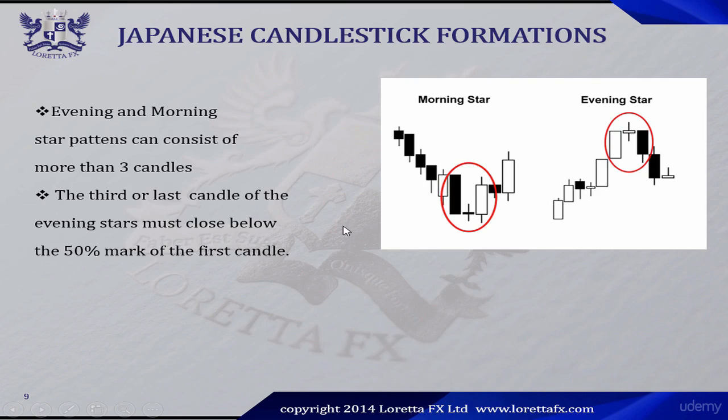Here we have an evening star and here we have a morning star. Evening star and morning star patterns can consist of more than 3 candles. We can actually have a morning star pattern with 4 candles, 5 candles. The most important thing is the U-turn, this turn here.